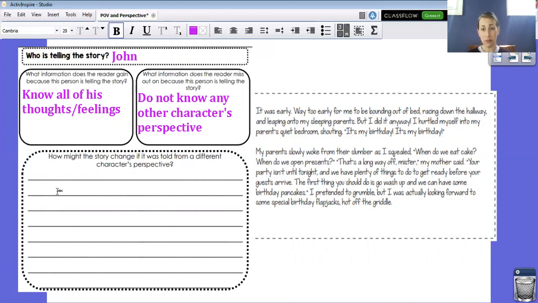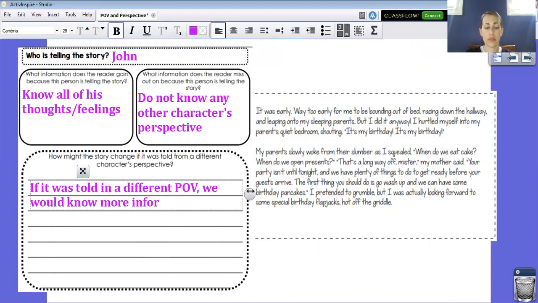So since we don't know any other character's perspective, we only know what John knows or what he feels. If this was told in a different perspective, like the last story, which was omniscient, we would know more about each character, including Mom, since she's there, and John's dad. So if it was told in a different point of view, we would know more info about each character. So I hope that this helps.